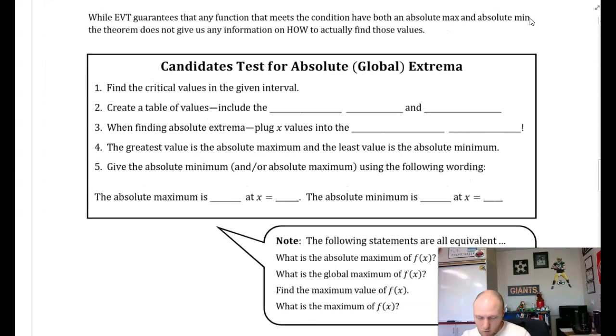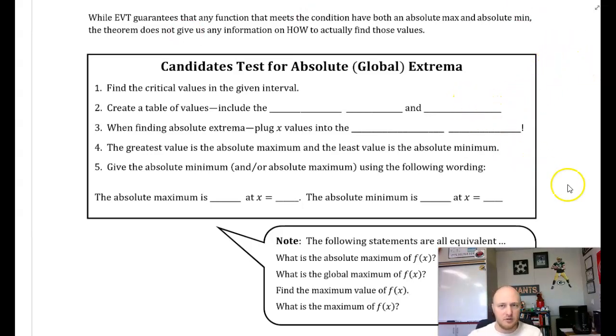So, while the extreme value theorem guarantees us that any function that meets the conditions will have both an absolute maximum and an absolute minimum, the theorem does not give us any information on how to actually find those values. This is going to lead us into our next video where we talk about the candidates test, how you actually find absolute or global extrema.